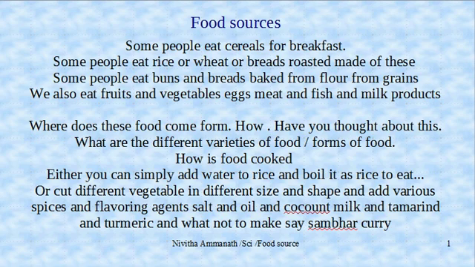What are the different varieties of foods or forms of food? Do you eat food as a grain? Do you eat it after grinding it into a powder? Do you eat it as a paste? What do you make out of it? What are the different forms of food? What are the different forms in which you can have these plant products or animal products like meat or fish?